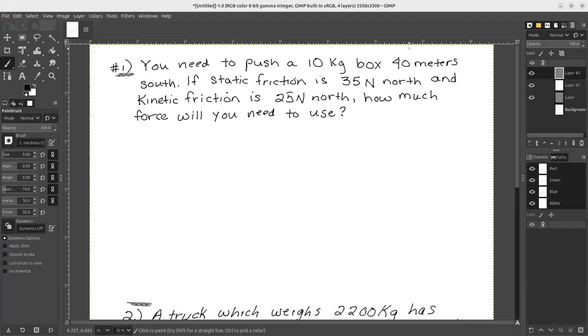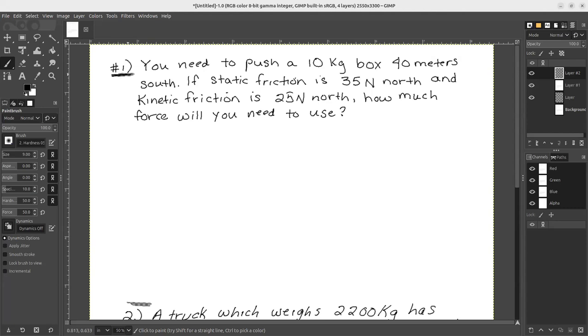Hello, everyone. This is Physical Science, and we are working on some extra math problems on force and friction for Module 7. Our first problem is right here.